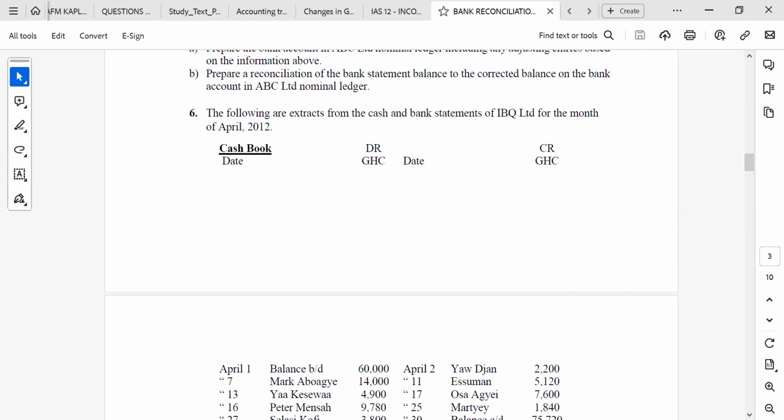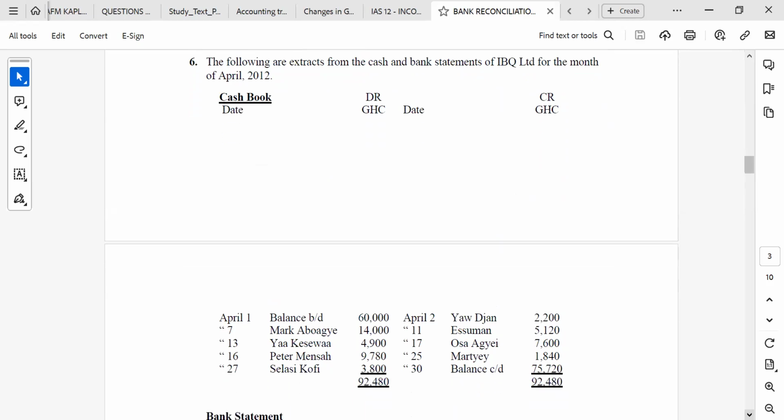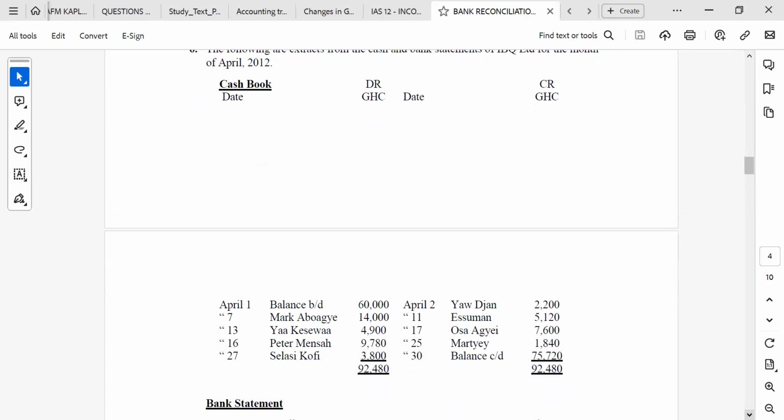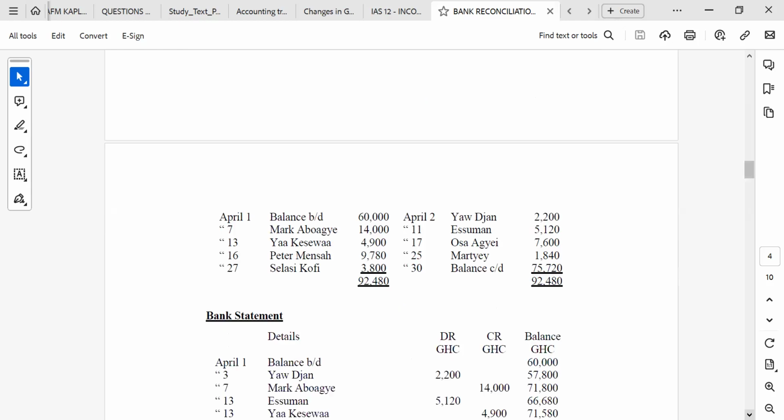Okay, so these are the bank balances there. How do you go about this question? We know that items that we are seeing at the debit side of the cash book, where would they be found on the bank statements? On the credit side. So what you do is that you count your credits now. So you come and trace some items there and see all those ones.